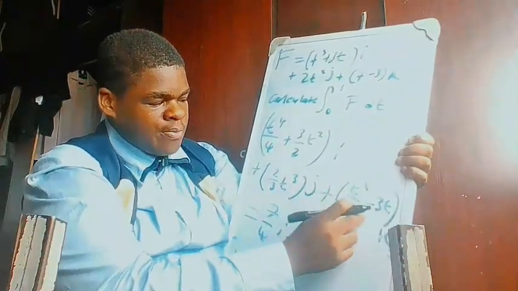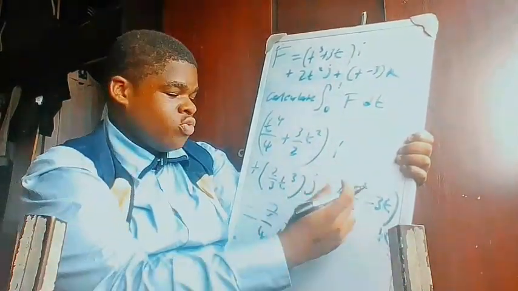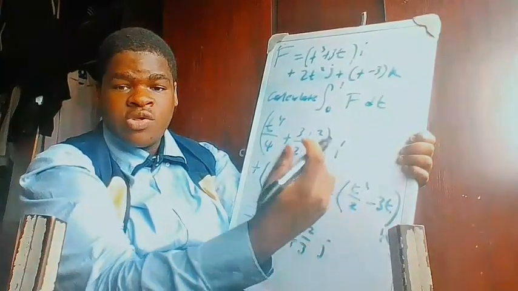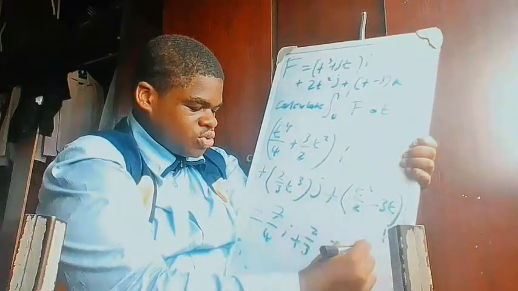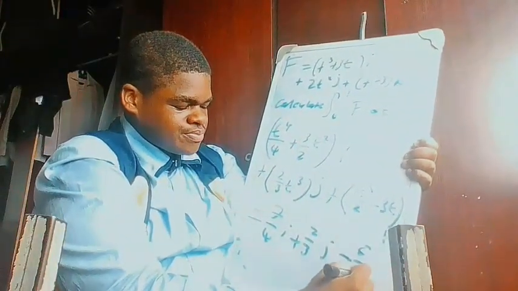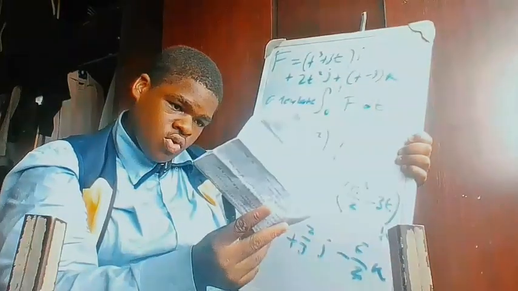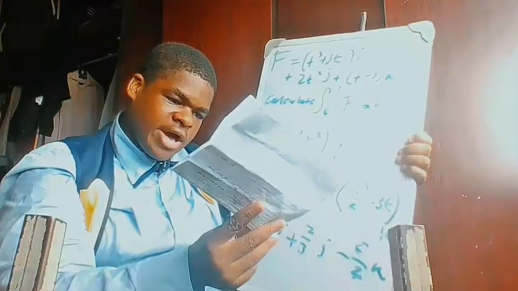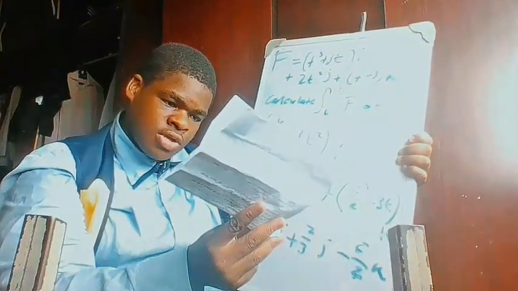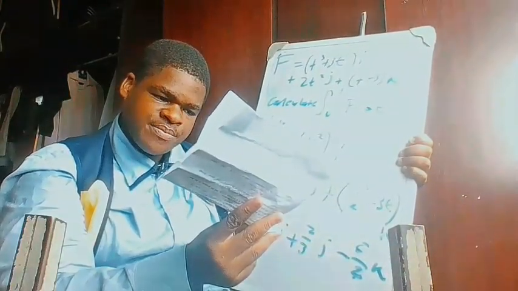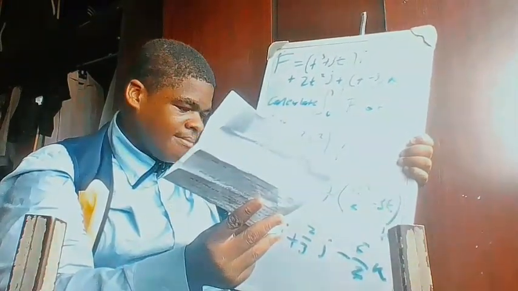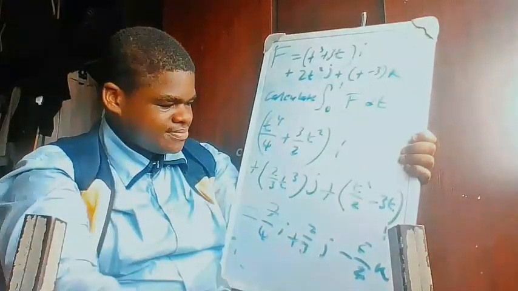t squared over 2 minus 3t when t is equal to 1 will be 1 over 2 minus 3, which is same thing as 1 over 2 minus 6 over 2, which is minus 5 over 2. So we have minus 5 over 2 k. And this is equal to option D. 7 over 4 i plus 2 over 3 j minus 5 over 2 k. That's option D.